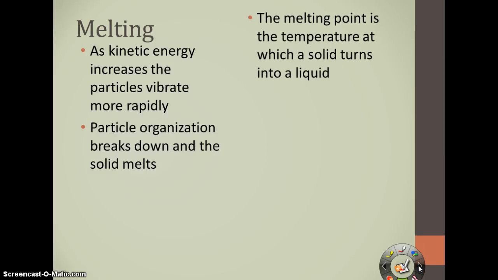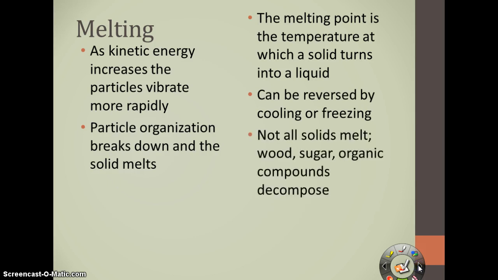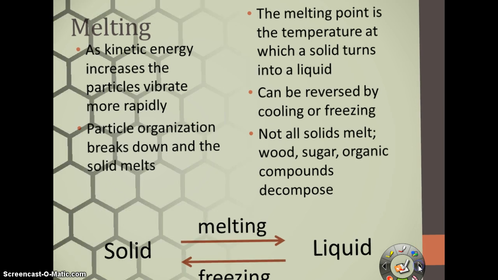Melting typically occurs at a specific point, a specific temperature, where the solid becomes a liquid. Melting can be reversed by either cooling or freezing the substance. Not all of your solids are going to melt. Things like wood, sugar, and organic compounds decompose. Since you are an organic compound, you do not melt, you will decompose. So a solid to a liquid is melting, liquid to a solid is freezing.